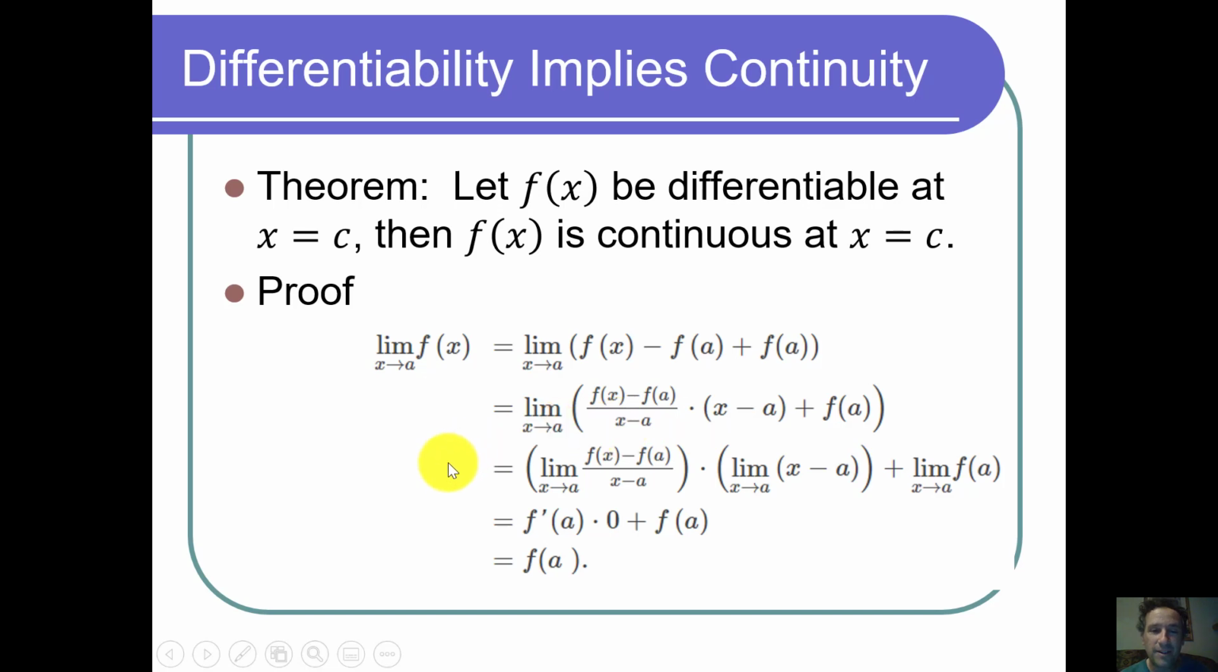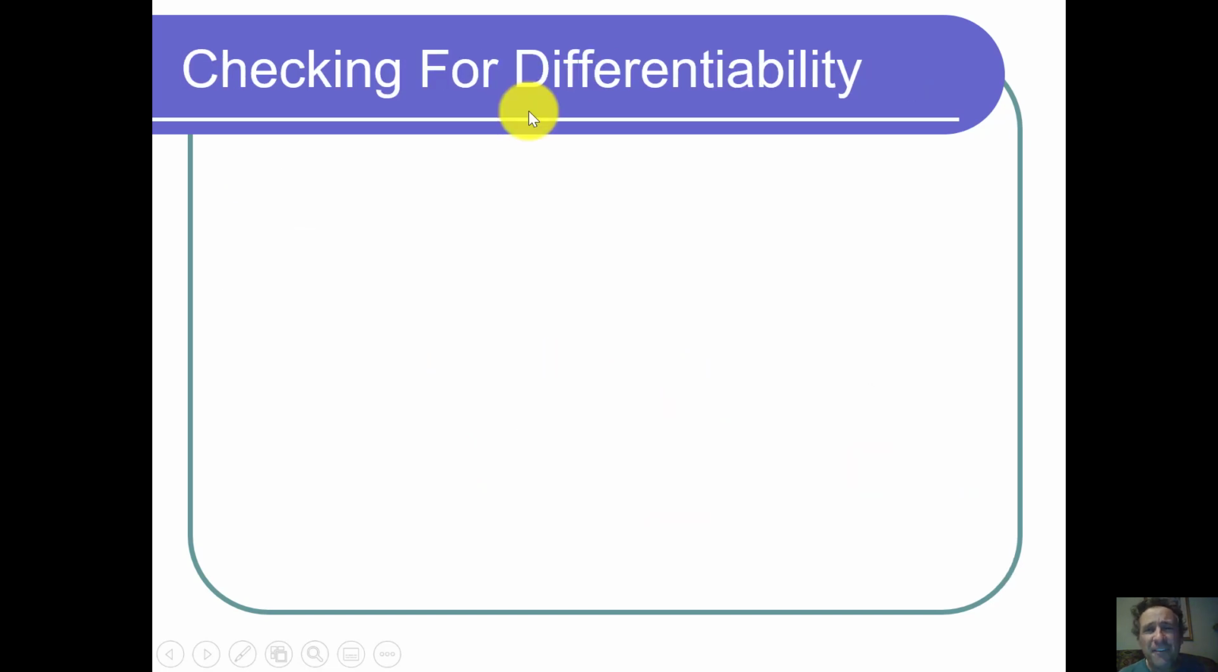So there's our proof. And we have to do a proof. That's kind of part of calculus. You don't have to do so many, but I do. So to check for differentiability, from the last theorem, if the function's not continuous at a point, it's not differentiable at that point. That's what we just proved.